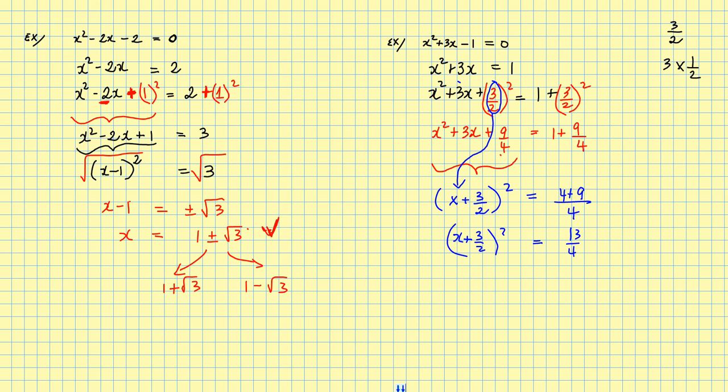The last step that we want to take is taking the square root of both sides of the equation, so that we get x plus 3 halves is equal to the positive and negative square root of 13 over 4, and therefore x is equal to negative 3 halves plus or minus. Now the square root of 13 would just be root 13, and the square root of 4 is going to be 2, so x will be negative 3 plus or minus root 13 all over a common denominator of 2.